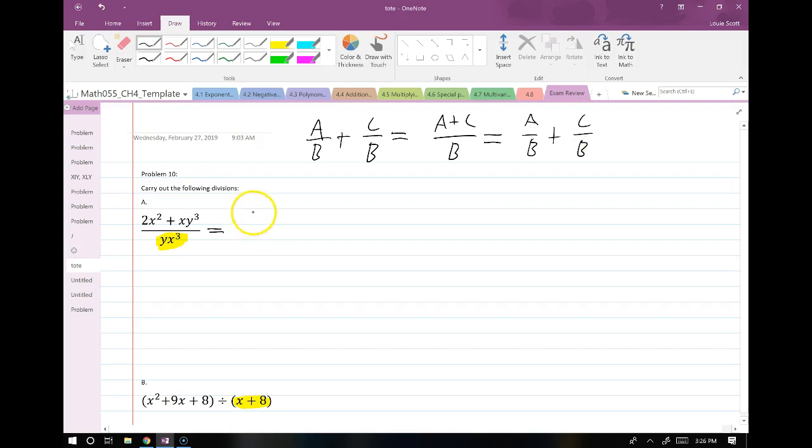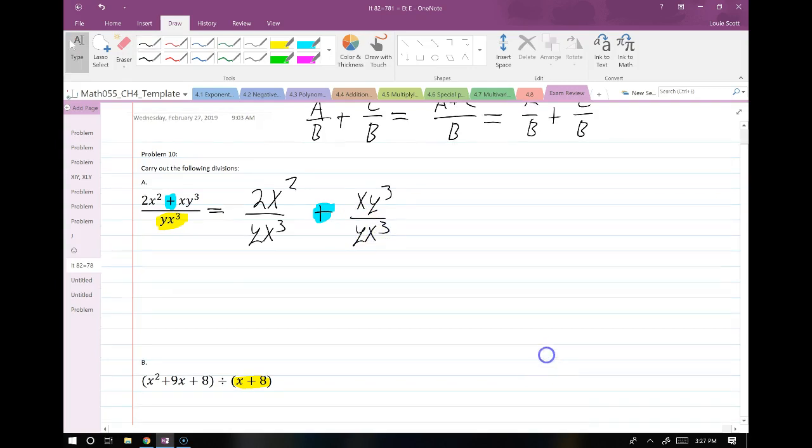All right, so with this one, I end up with 2x squared over yx cubed. Plus, right, the plus sign comes from the numerator, just goes right in the middle of your new terms, plus xy cubed over yx cubed. Okay, so now we just simplify each of these fractions separately. In this first fraction, you can't really simplify the 2 or the y, so we just have to simplify the x's. So we cancel 2 x's on the top, and we cancel 2 on the bottom to leave us with just 1x. So the first fraction turns into 2 over yx.